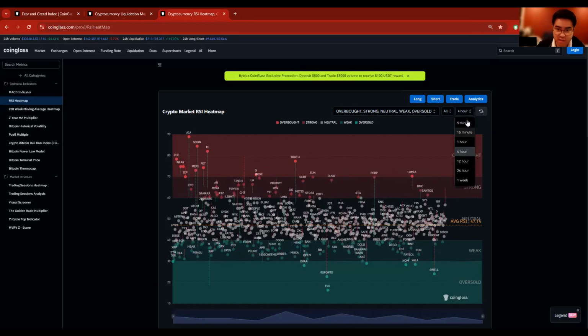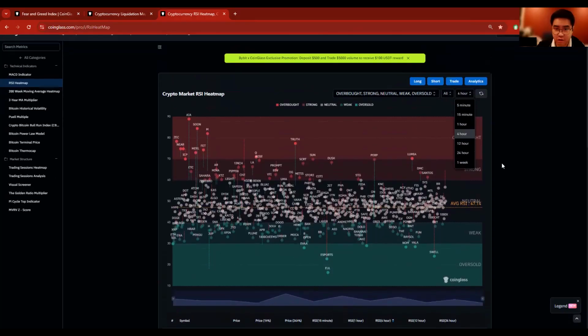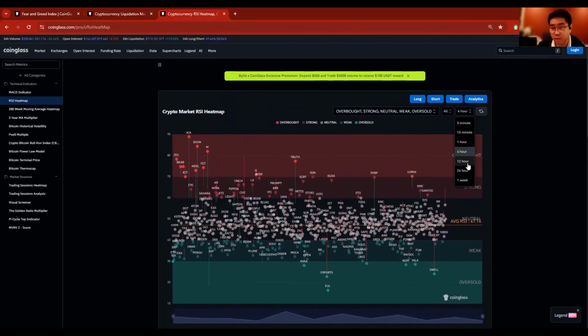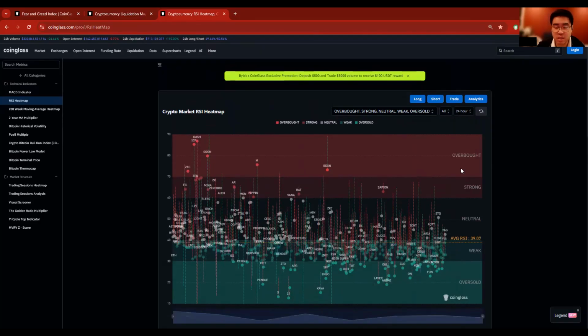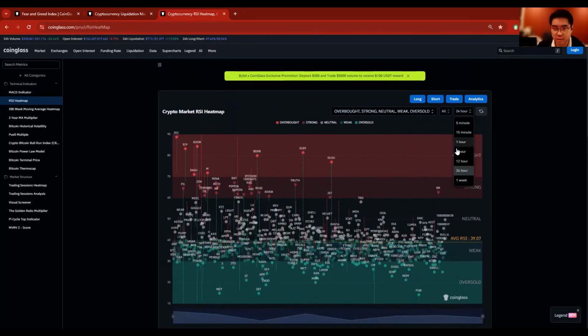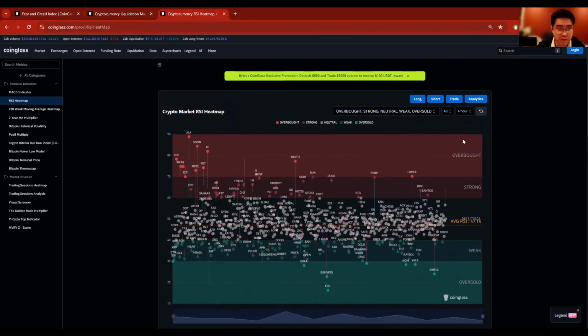So 4 hours is great for scalping. Lower time frames are great for scalping. I wouldn't go any lower than 1 hour. And obviously, the longer you go, the more applicable it is to swinging or position trading. So 1 week is great for position trading. You can see that stuff is getting oversold on the 1 week, and that's great because we have a long around 93, 92,000, 24 hours, same thing, and whatnot. And of course, you can always refresh it if needed.